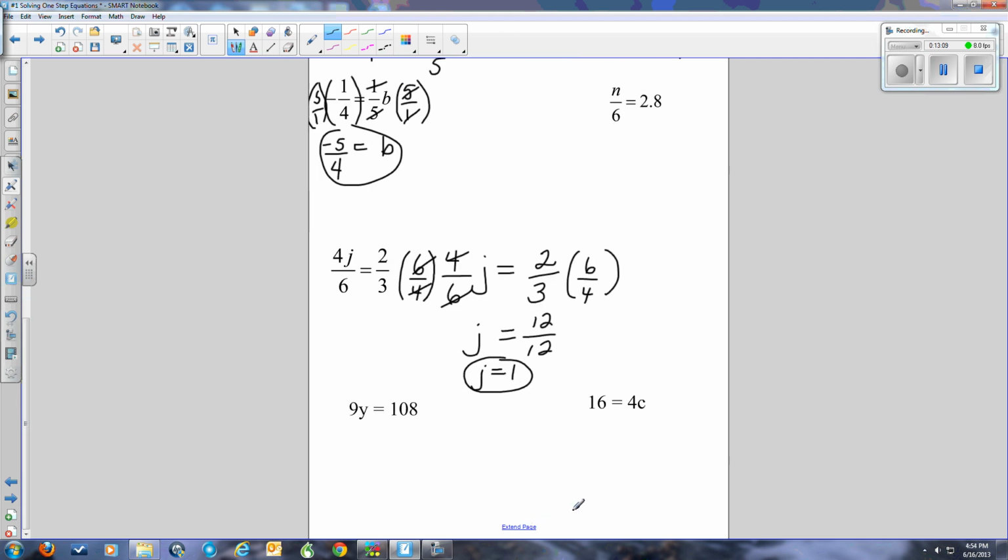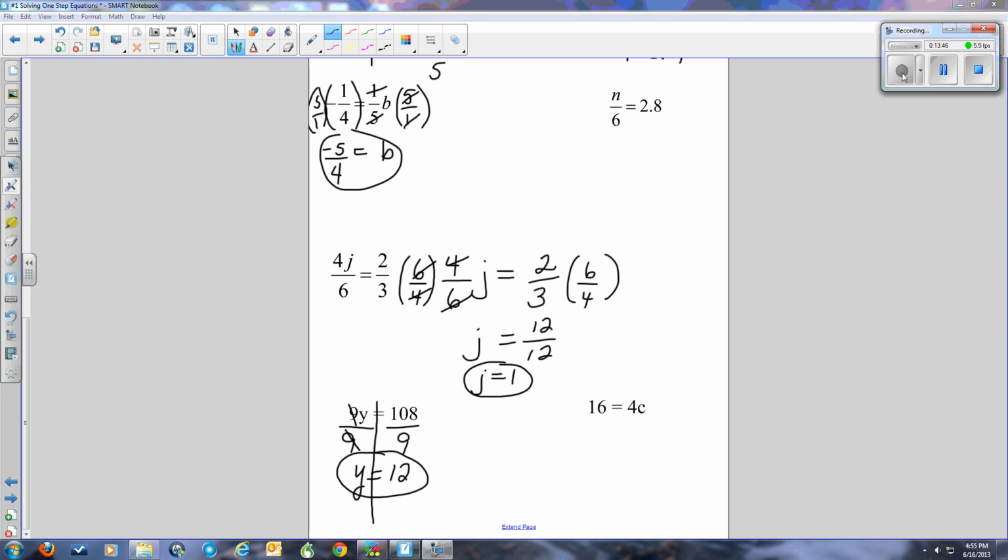Now here are some that don't involve fractions. So let's say we have 9 times y equals 108. We want to get y alone, and the 9 is multiplying the y, so we're going to do the opposite and divide each side by 9. The 9's will cancel, and we have y equals 108 divided by 9, so y is 12. I'd like you to try the next one. Let's move on to the next page.